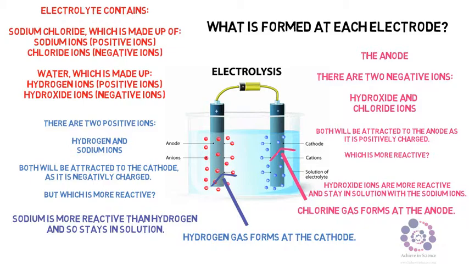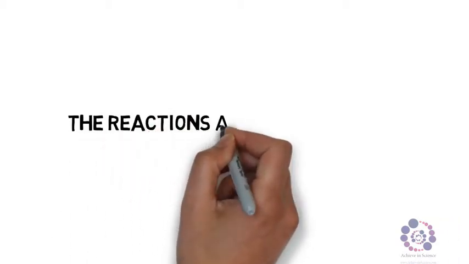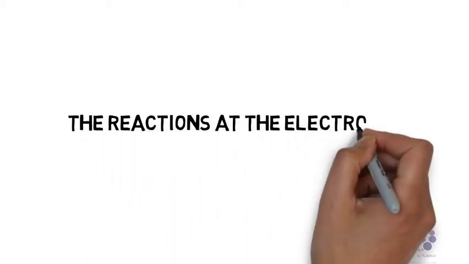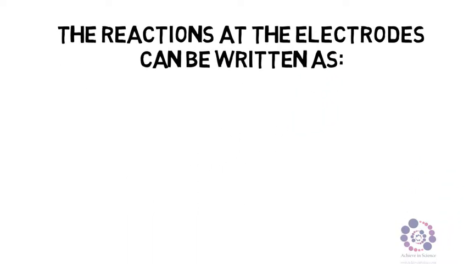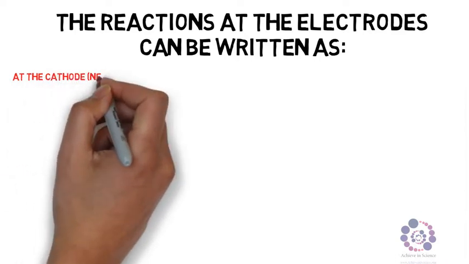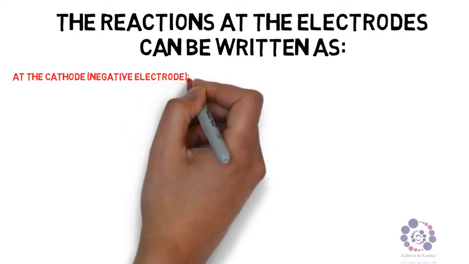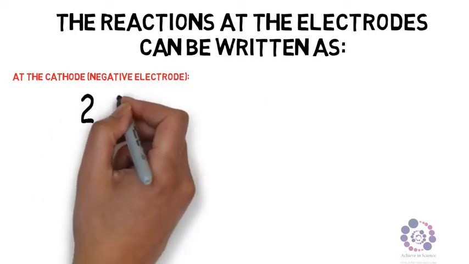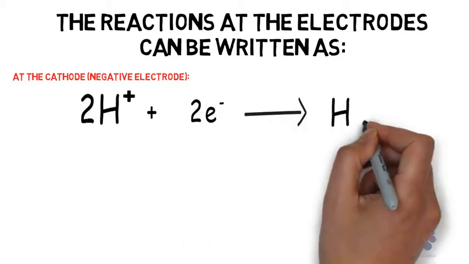Now these reactions can be summarized, and they can be written as half equations. Let's have a look at these in a bit more detail. At the cathode, remember this is the negative electrode, this is where the positive hydrogen ions are attracted. So two positive hydrogen ions gain two electrons to form hydrogen gas, H2.